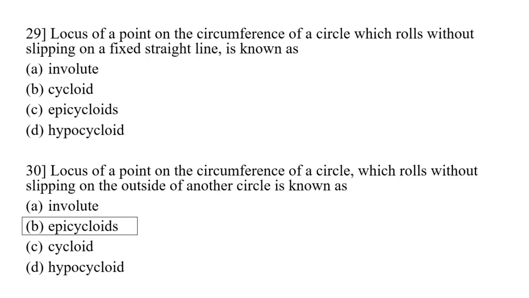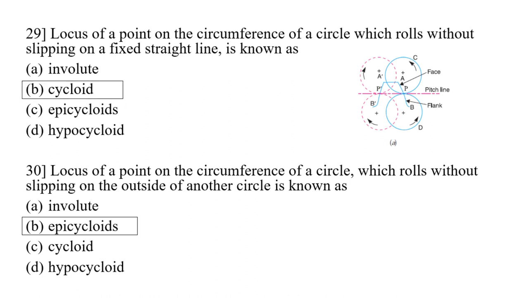Remember this. Next, the locus of a point on the circumference of a circle which rolls without slipping on a fixed straight line is known as. So two types of profiles are there. From that, this is the definition of cycloidal gear tooth profile or cycloidal profile.